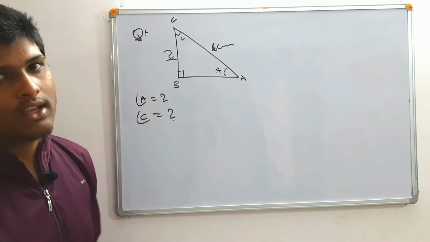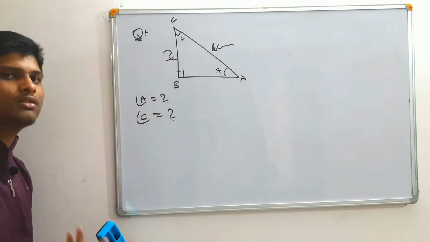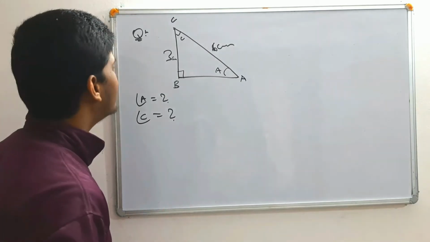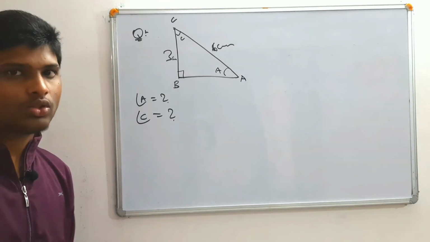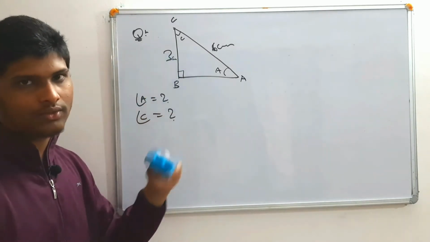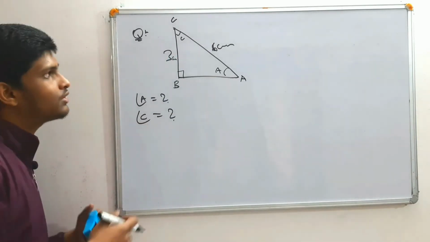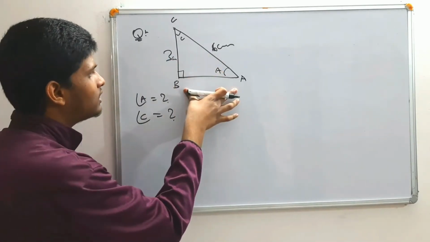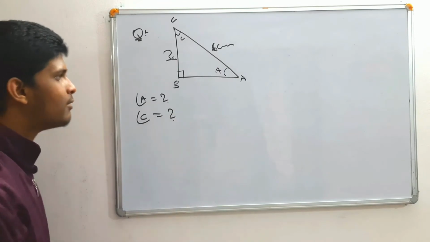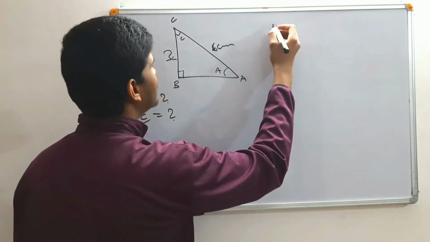If you want to try, you can pause the video, take a paper and try, it will be best, or I'll solve again. So to solve, we should know the lengths of the sides of the right angle triangle. We are given only two sides, we don't know the third side, which is AB. Let's find it by Pythagoras theorem.